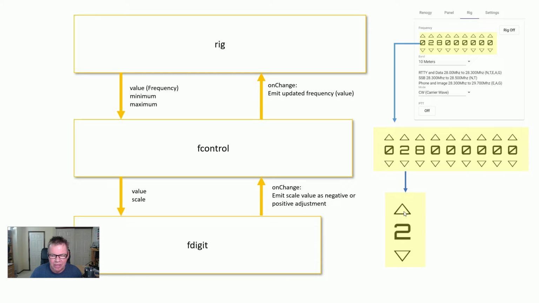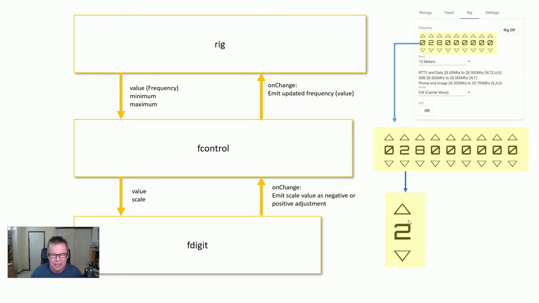So each digit kind of looks like that. It just has the up and down arrows and the actual value it's showing for that digit. And that F digit control gets set by setting the value that it should be. So in this case, I'd set it to 2, and the scale that that digit represents. So whether it's in the millions, 10 millions, thousands, hundreds, I can set the scale. So with that F digit control, when I make a change to it, if I push this up or down arrow, it actually calls the on change event, which bubbles up to the F control, and that contains either a negative or positive value representing the scale.